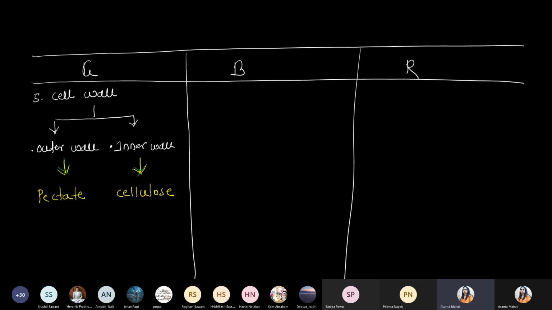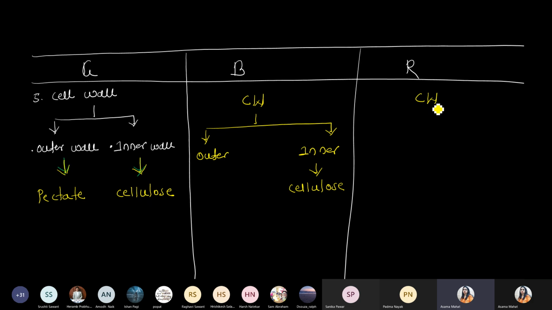Now when we shift towards the brown algae, we are taking two conditions, that is outer wall. First one, the cell wall, is made up of two kinds of layers. Number one is outer and the other one is inner. Simply, the inner is made up of cellulose.